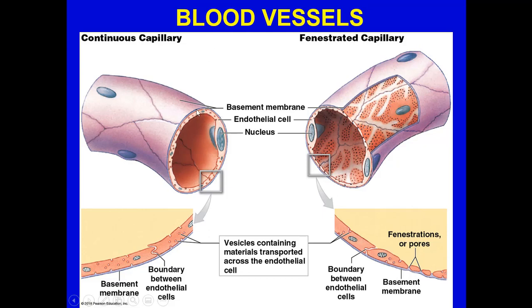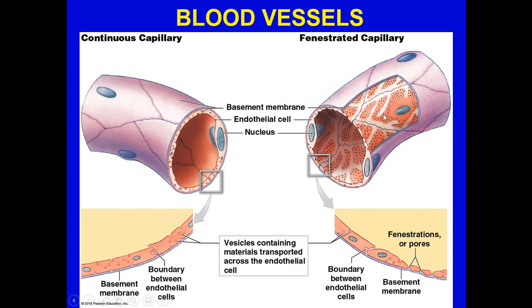Here's an example of a continuous capillary. If you see here, here's the basement membrane totally covering it. Here are the endothelial cells, and they are going from edge to edge, cell to cell. Now, there's a boundary between the endothelial cells. In some cases, this is not going to be an easy boundary. It could be with a tight junction here holding it together. So how do we get substances from lumen to the outside tissue? That's where you're going to have vesicles containing materials transported across the endothelial cells. So you have first endocytosis and then exocytosis.